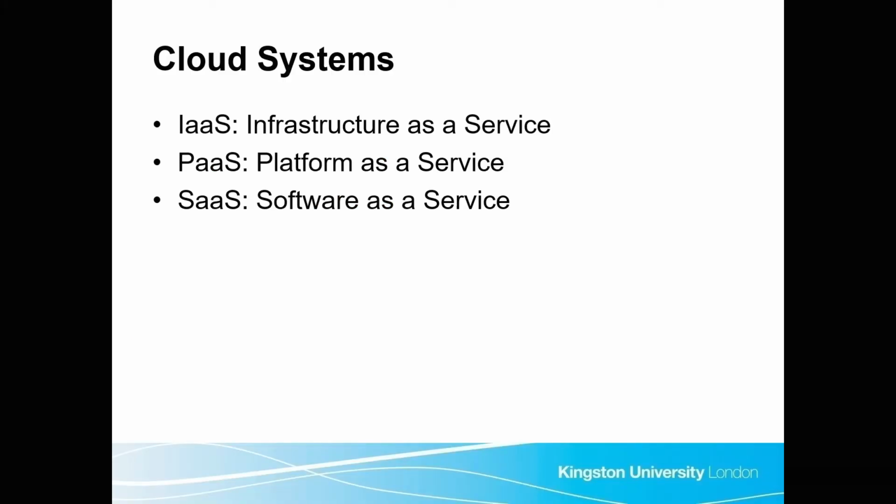So first of all, cloud systems can be further divided into IaaS, Infrastructure as a Service, PaaS, Platform as a Service, and SaaS, Software as a Service. And we will see examples of all 3 of them.